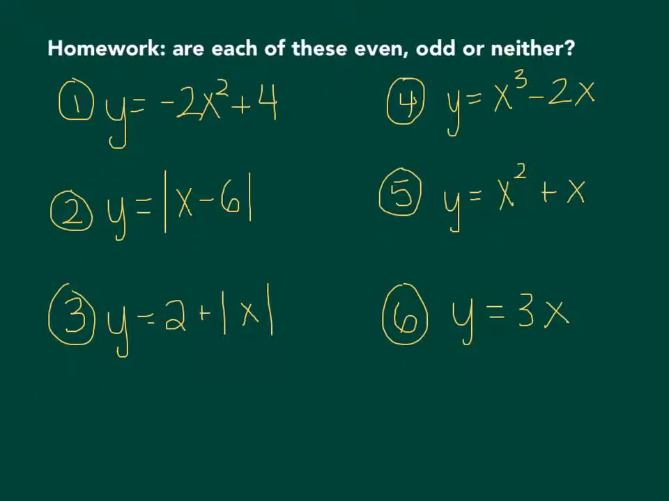So for homework, I would like you to try these 6 problems. Try plugging in a number and its opposite and figure out if it's even, so you get the same number out, odd, you get opposite numbers out, or neither, meaning you get 2 completely unrelated numbers.